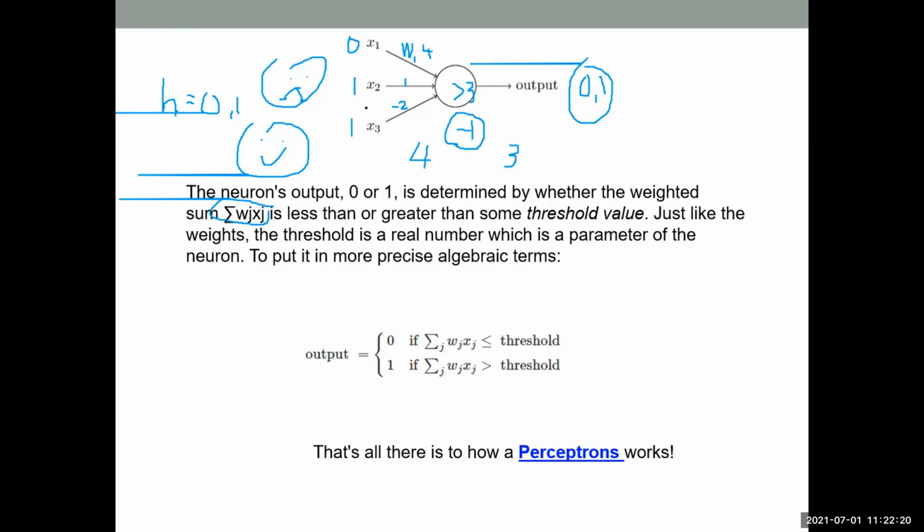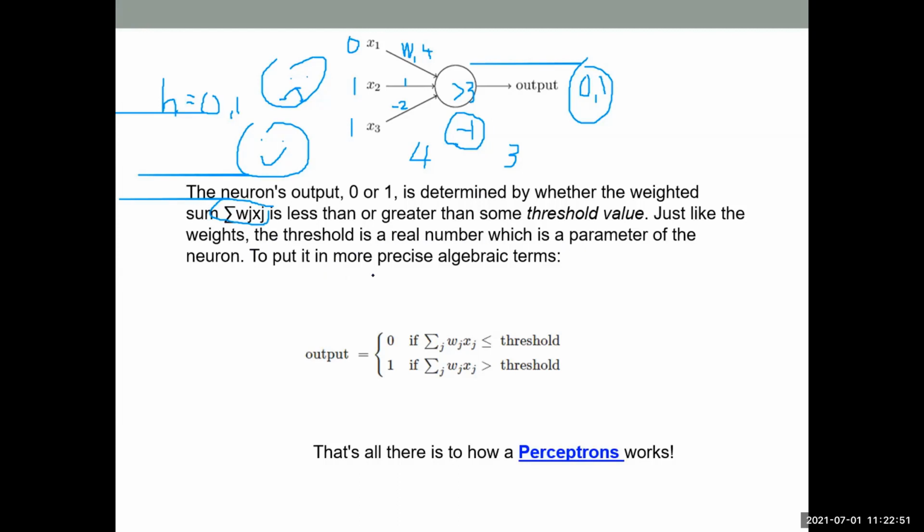Our data is here. We say, we're going to make the threshold 3. So whenever it's greater than 3, we'll predict a 1. Whenever it's less than 3, we'll predict a 0. No, I'm going to change that threshold to 5. Whenever it's greater than 5, we'll predict a 1. Whenever it's less than 5, we'll predict a 0, right? We set that up in advance, and then we start running this thing. Just like the weights, the threshold is a real number.